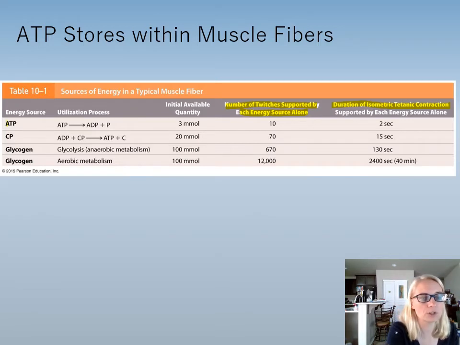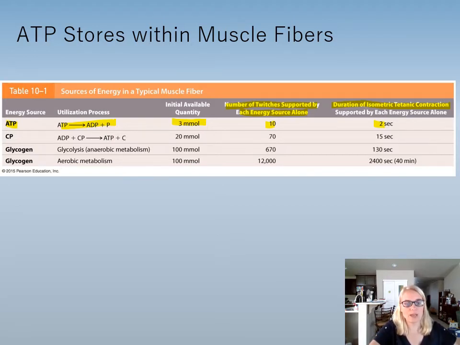So if we're just going to look at straight ATP, what this means is if you take a snapshot at any moment in time of your skeletal muscle cell, you have enough ATP just floating around in your sarcoplasm, the cytoplasm of your cell, to go through the hydrolysis. Remember, hydrolysis is breaking ATP into ADP and inorganic phosphate, to do about 10 twitches or about 2 seconds worth of tetanic contractions. So really, that's not a lot. If this quantity means anything to you, 3 millimoles, most people don't know what a millimole is. You don't need to know that.